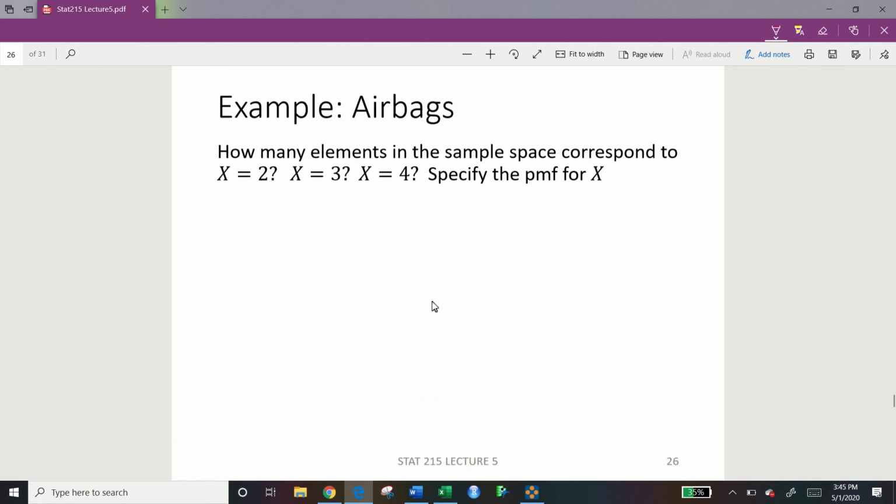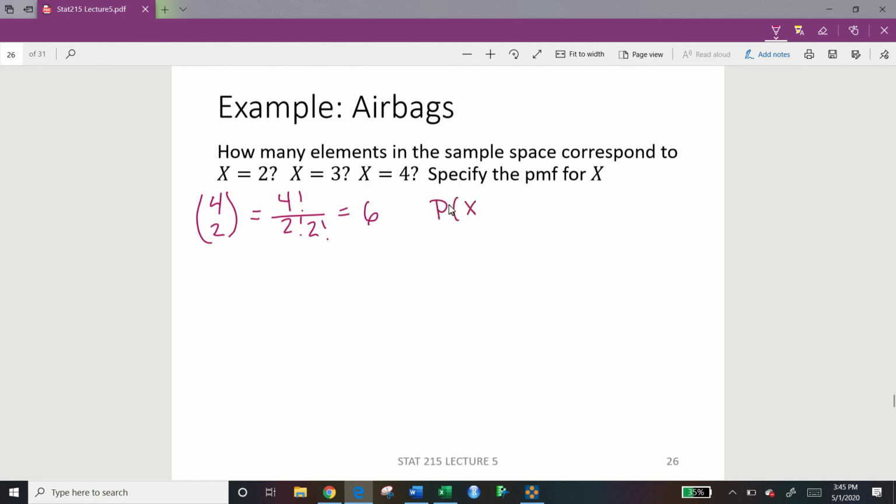Next we are asked how many elements in the sample space correspond to X equals 3, X equals 2, and X equals 4. And then we are asked to specify our PMF for X. I've already done the last part, but we'll do it again anyways. So for X equals 2, we know it's going to be 4 choose 2, which would be 4 factorial over 2 factorial multiplied by 2 factorial, which will equal 6.